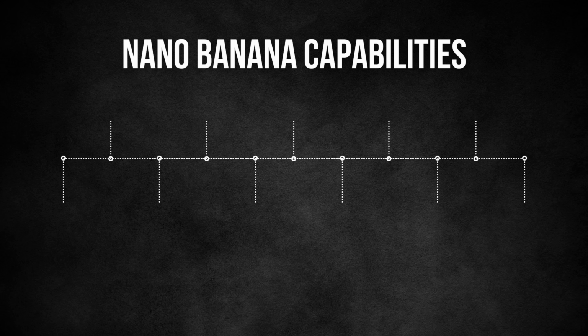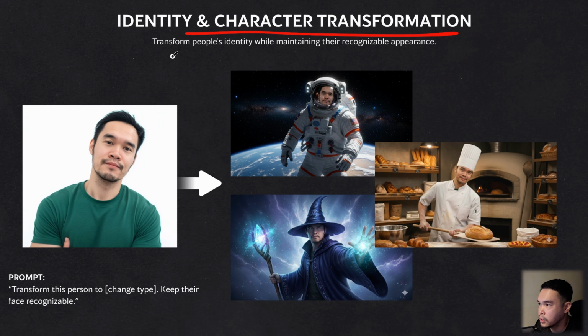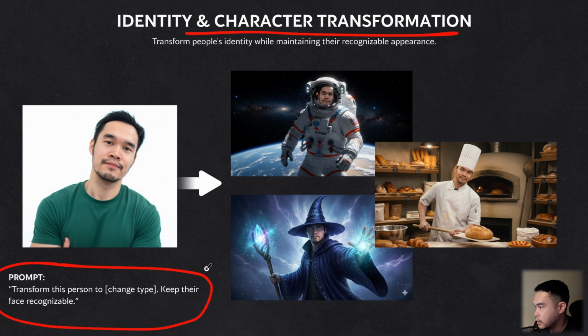So now that you have these foundational enhancers that improve every capability, let's start diving into the 11 capabilities that will basically cover almost every creative need that you have. The first one, and I think you've seen this all over the internet, is identity and character transformations. This is basically transforming people's identity while maintaining their recognizable appearance. And by the way, for each capability, you would find a simple copy-paste prompt or template here. For this example, it's just saying transform this person to the type that you want and keep their face recognizable. So really the possibilities are endless here, right?